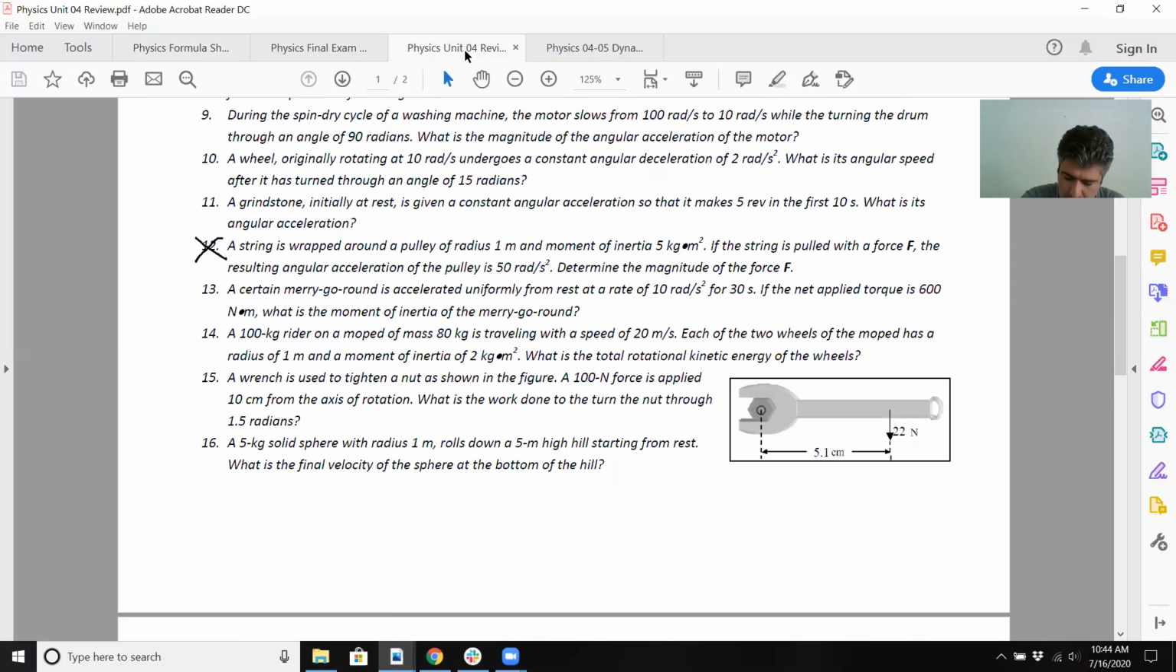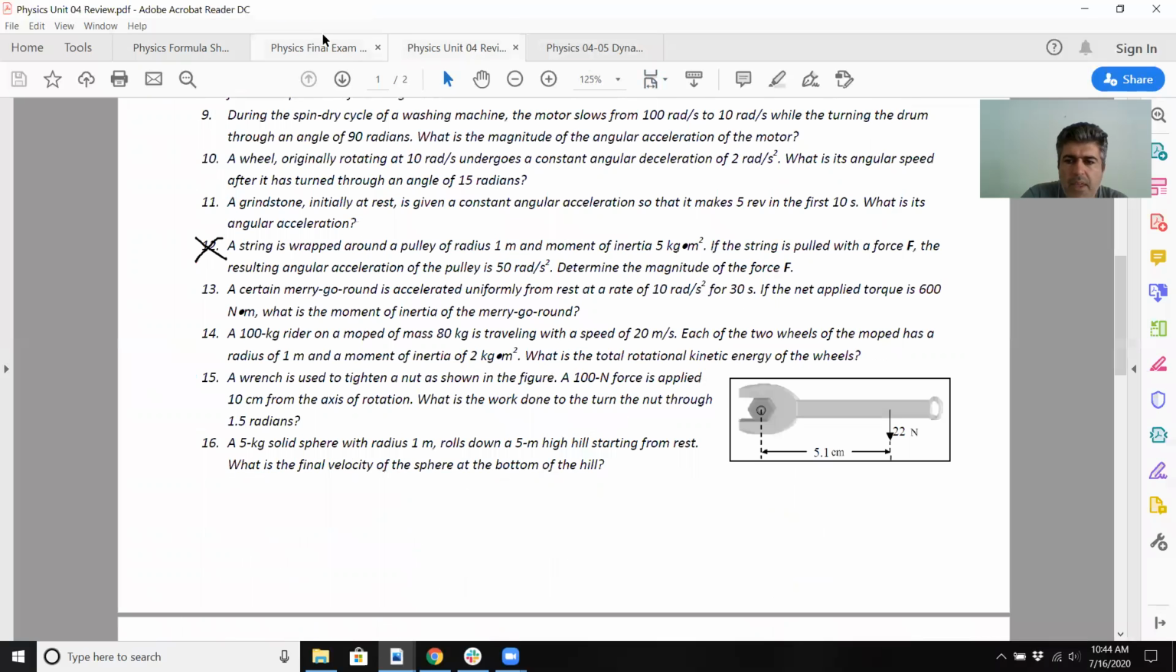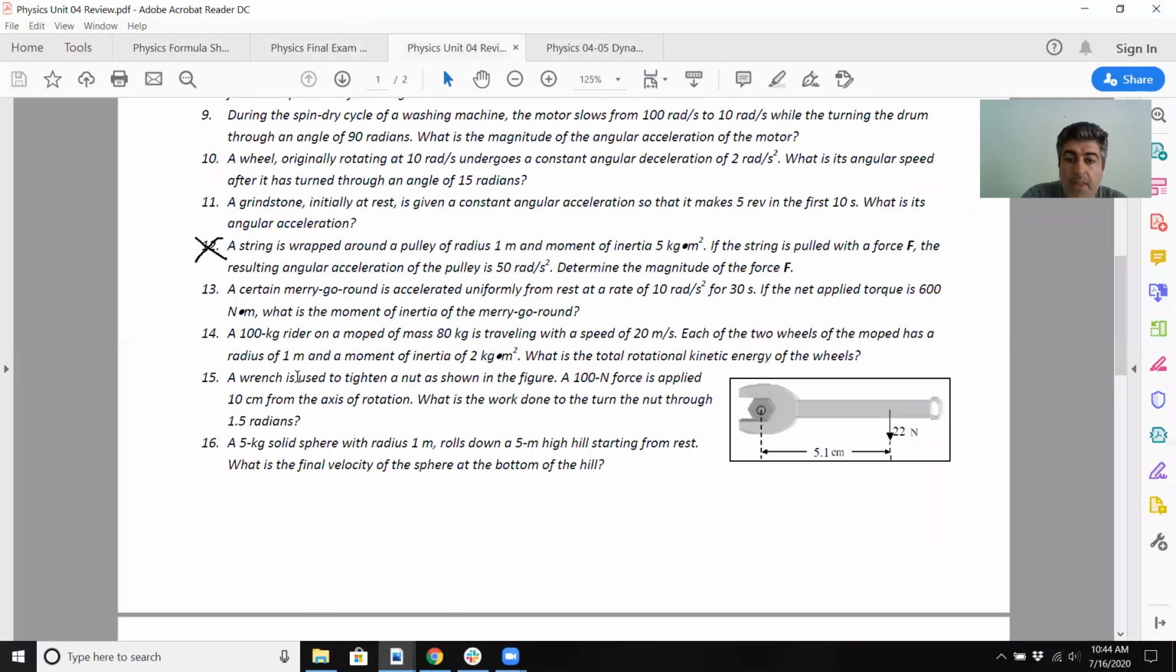But also, you could do that, that's 100 times 0.1. And then you're rotating angle 1.5. So again, it's I omega there for that one. And then I like 16 a lot. That's a good one.